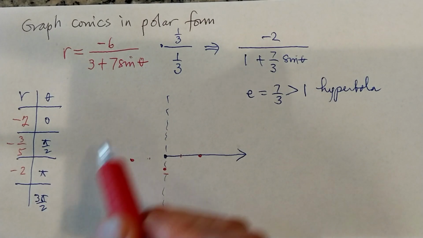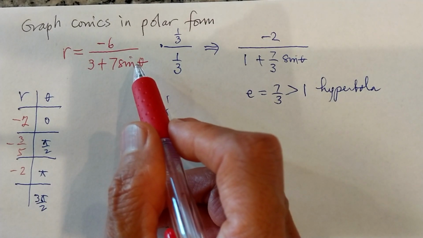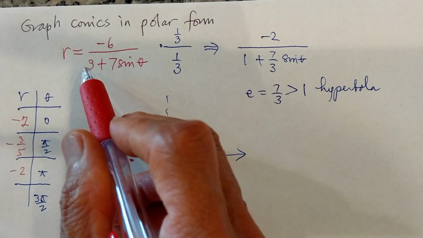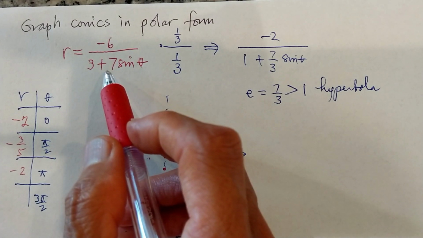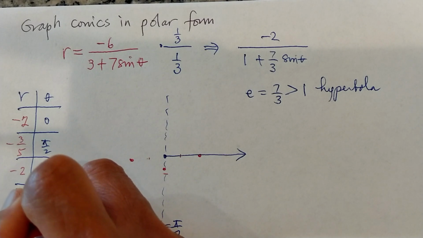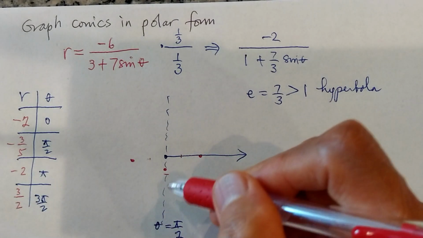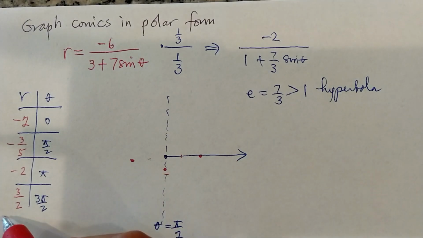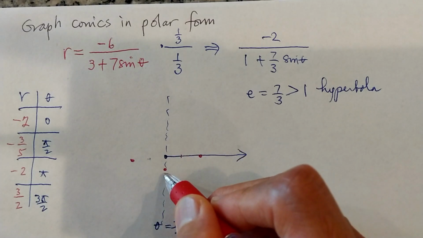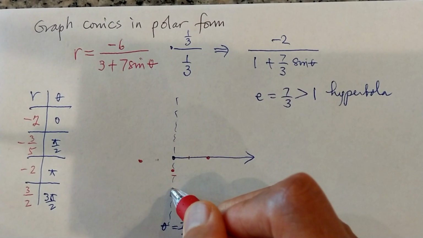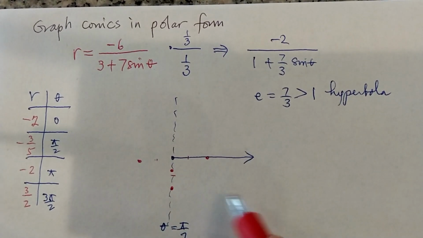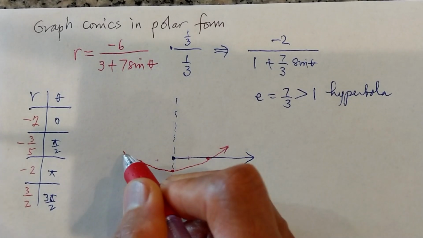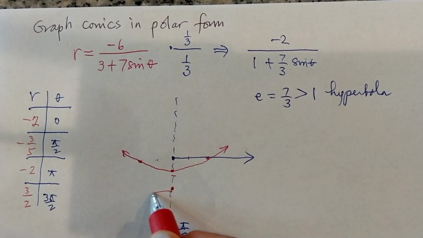Finally, at 3 pi over 2, sine 3 pi over 2 is -1. -1 times 7 is -7. -7 plus 3 is -4. -6 over -4 is +3/2. So at 3 pi over 2, which is this angle right here, the value of r is 3/2, that's 1 1/2. If this is 1, this is 2, so this is our point right there. So the hyperbola goes like this. And we'll just copy that on this side.